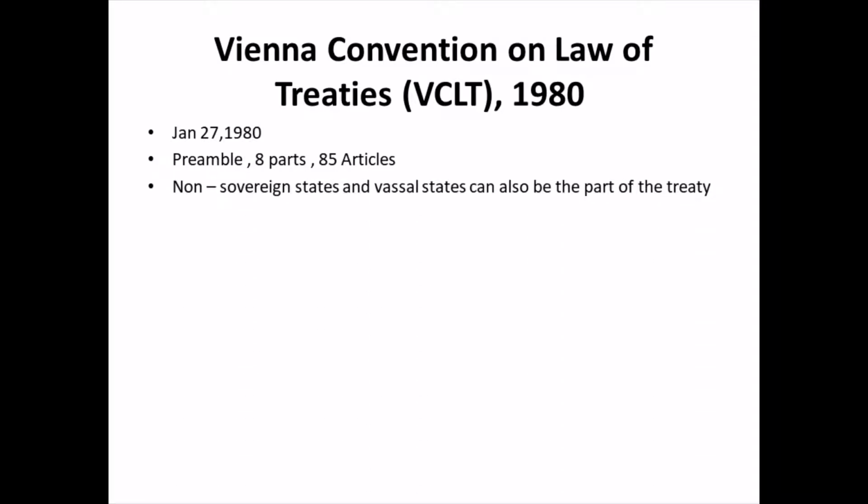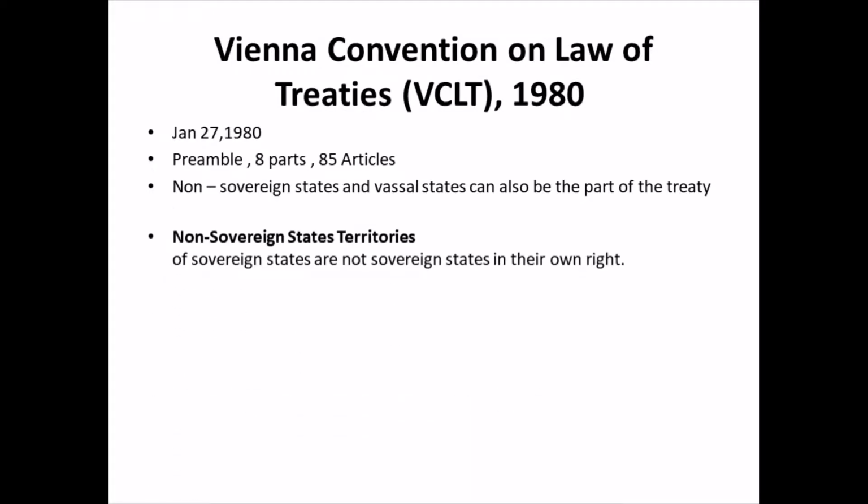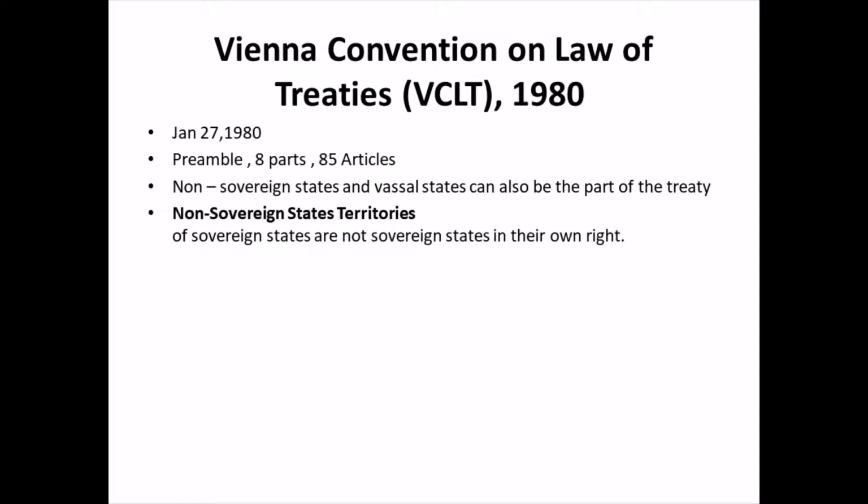Now, when we try to understand these treaties, we need to understand two concepts. The statement that I have given is that non-sovereign states and vassal states can also be part of the treaty. So it is very important that we understand what non-sovereign states and vassal states are. Non-sovereign, as the term itself defines, means not a sovereign state, which does not have its own rights.